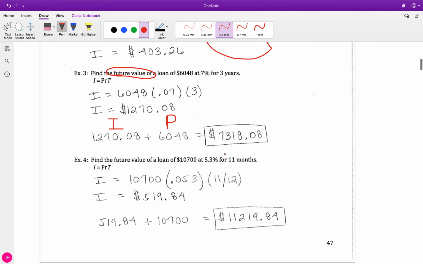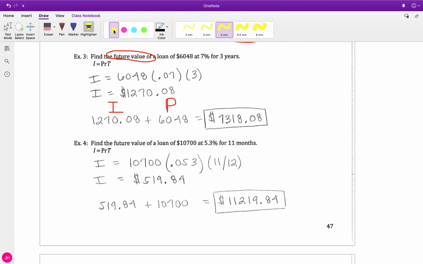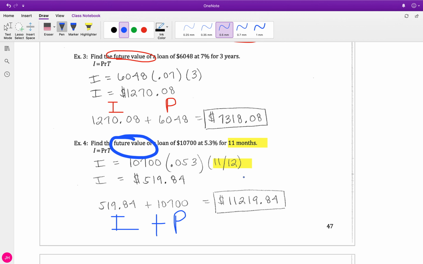4 is going to work exactly the same way. Just watch out again for that 11 months. 11 months, I had to say it was 11 over 12. Since we asked for that future value right there, I have to do my interest that I find from the formula plus the principal, and that's going to give me the future value.